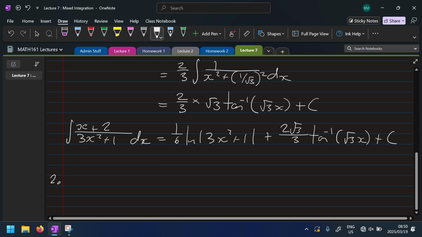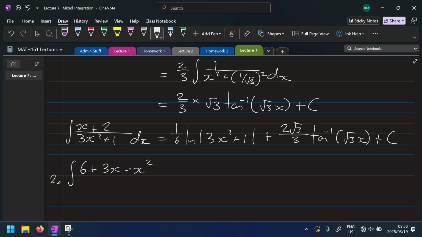Okay, number 2. We have the integral of 6 plus 3x minus x squared all over x cubed plus 2x squared. Again, looks just like a partial fractions problem. We've got some polynomial divided by some polynomial. Now, we can't really split this up nicely to do anything with it, unless you see something. So we're going to just treat it like a normal partial fractions problem where we do the long division, factor the denominator, and then decompose.